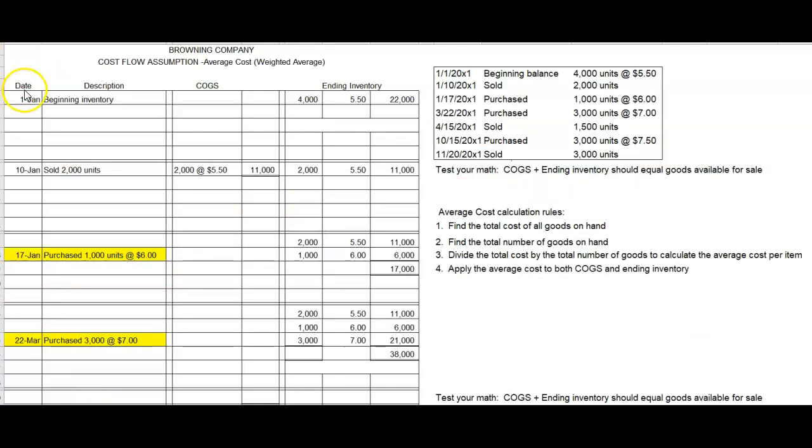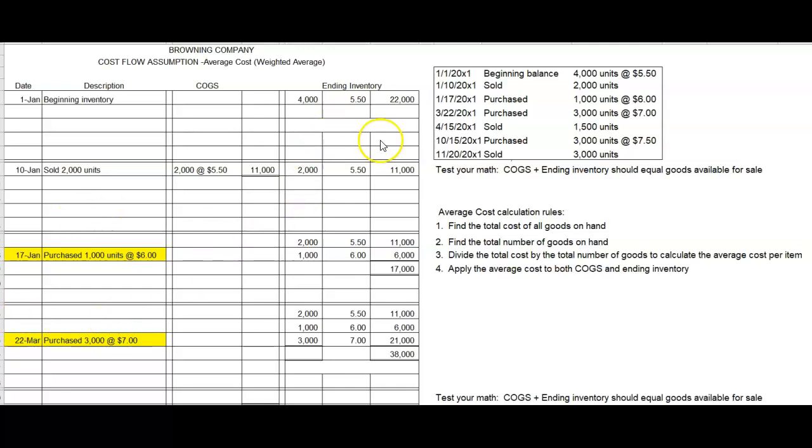At this point, your date boxes for the January 1st beginning inventory, the January 10th sale, the January 17th purchase, and the March 22nd purchase should all be complete. And they should look identical to the date boxes that you prepared under FIFO and LIFO because no inventory has yet been sold out of different layers.